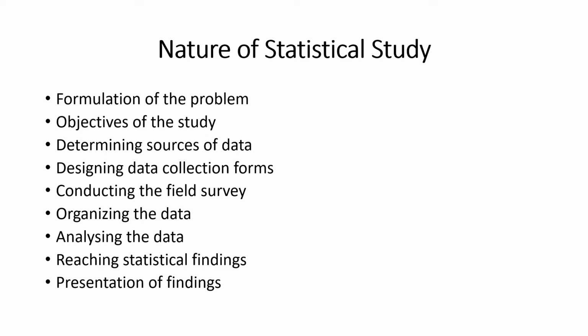The sixth one is organizing the data. The field survey always provides raw data from the respondents, so it is necessary to organize the data in the form of suitable tables and charts, in order to know their salient features. And the seventh one is analyzing the data. On the basis of preliminary examination of the data collected, as well as the nature and scope of the problem, analyze the data by selecting the most appropriate statistical technique.